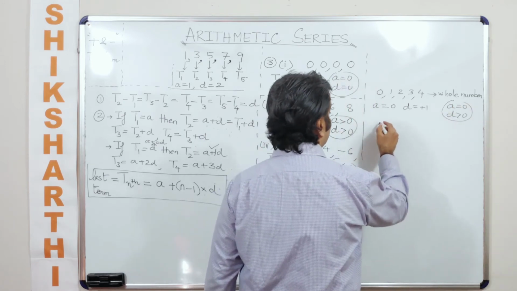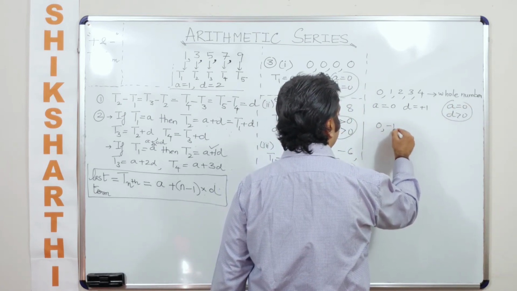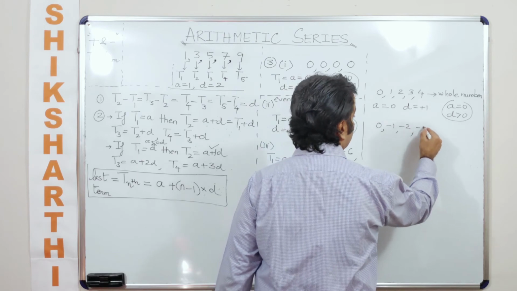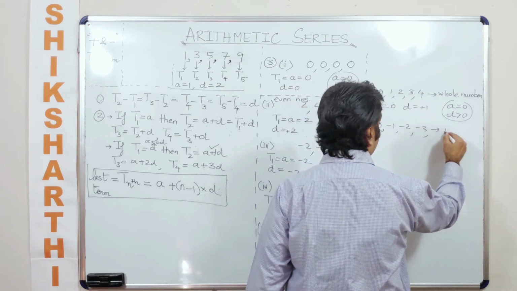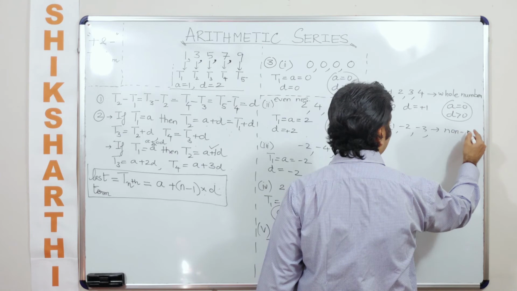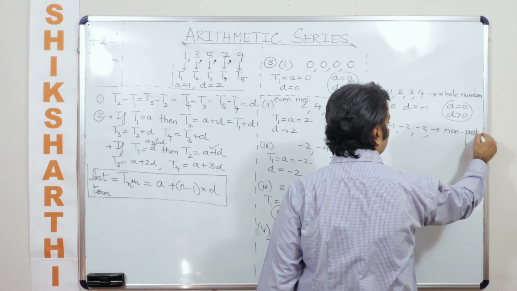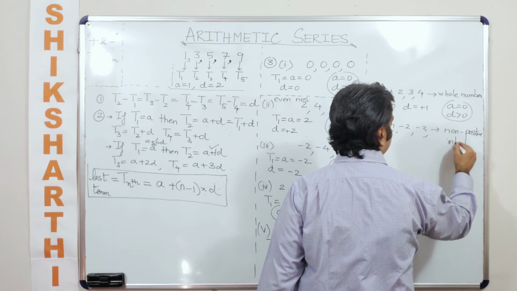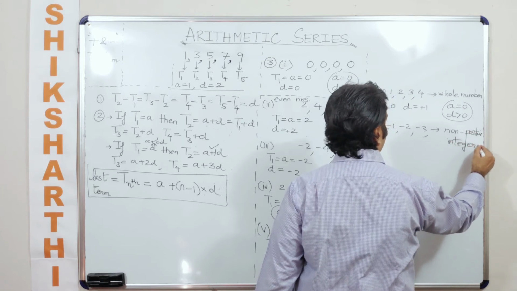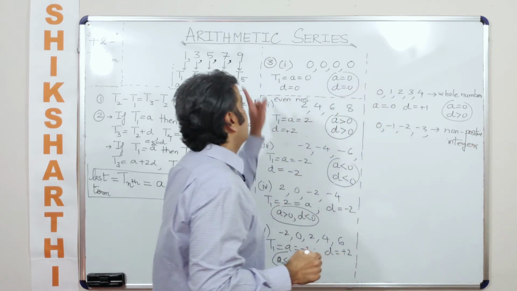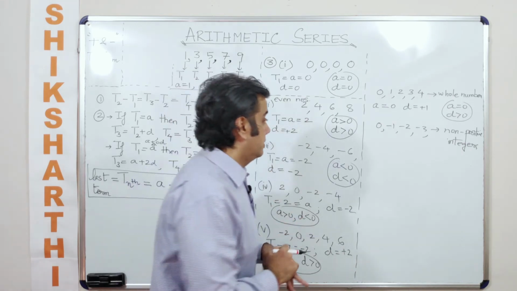And can I take a series wherein the first term is 0, second term -1, -2, -3? So these, I am basically referring to non-negative integers. No, non-positive integers. So when I am referring to non-positive integers, I am basically talking about arithmetic series only.